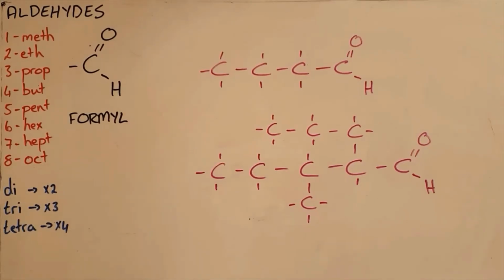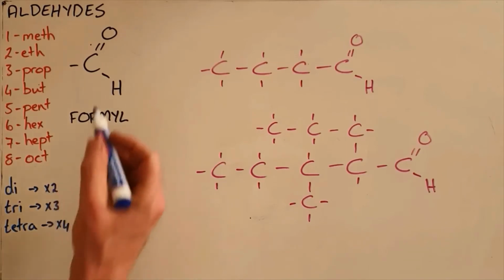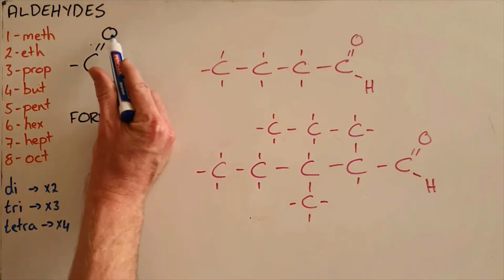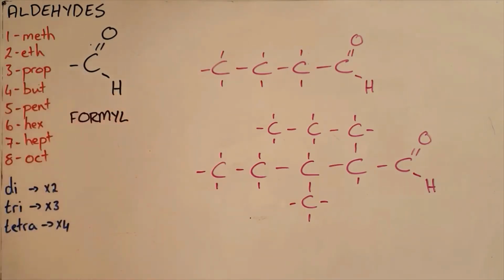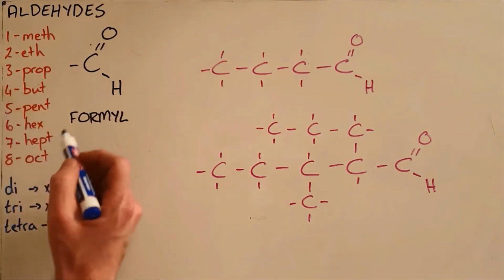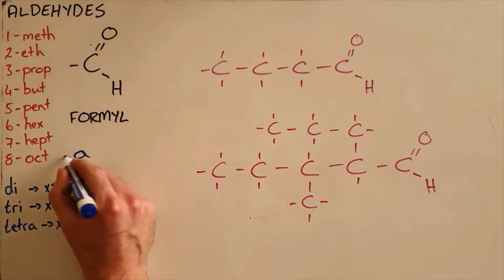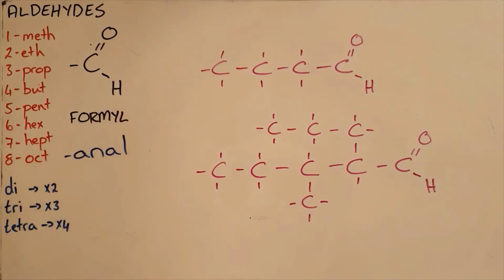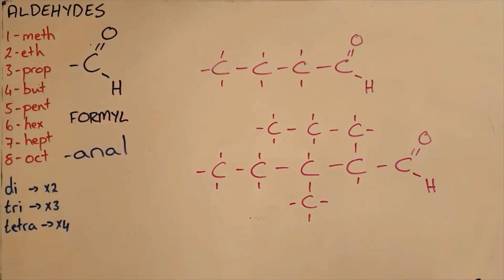Aldehydes are organic compounds that contain a formyl functional group. The formyl functional group is a carbon that is double bonded to an oxygen and single bonded to a hydrogen, and then single bonded to the rest of a carbon chain. Now, any compound that contains this formyl group is called an aldehyde and therefore gets the suffix -anal. What is unique about this formyl group is that since it only allows the carbon chain to extend in one direction, we do not need to indicate the position of that formyl functional group.